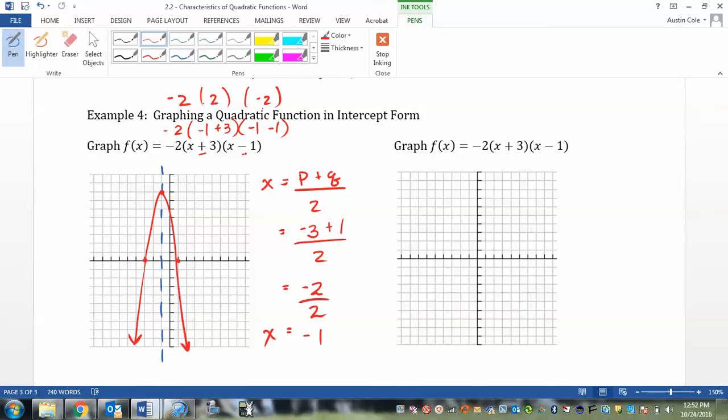Okay? These are the same ones, aren't they? Let's change this. Let's do f of x equals. Let's do... Okay, let's go back.